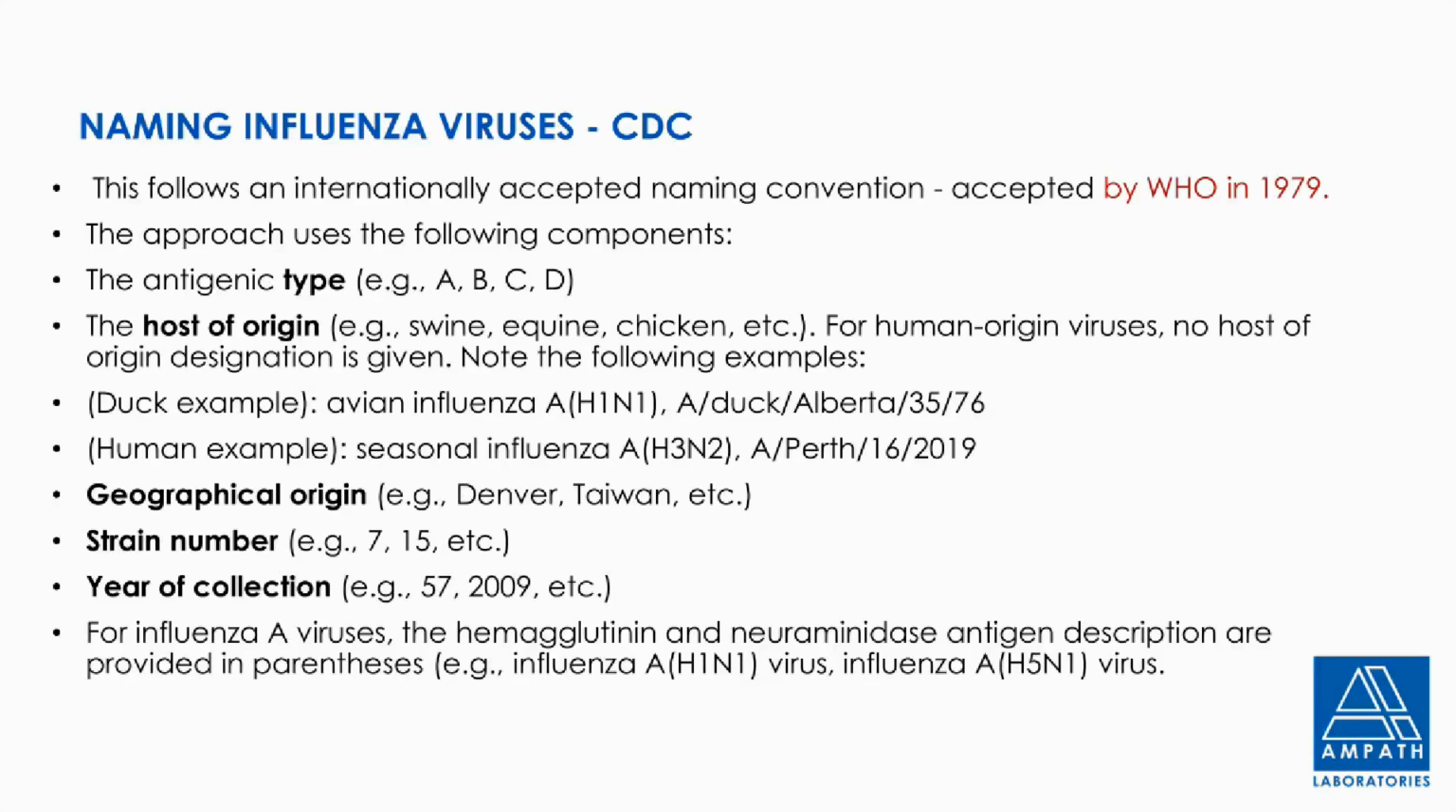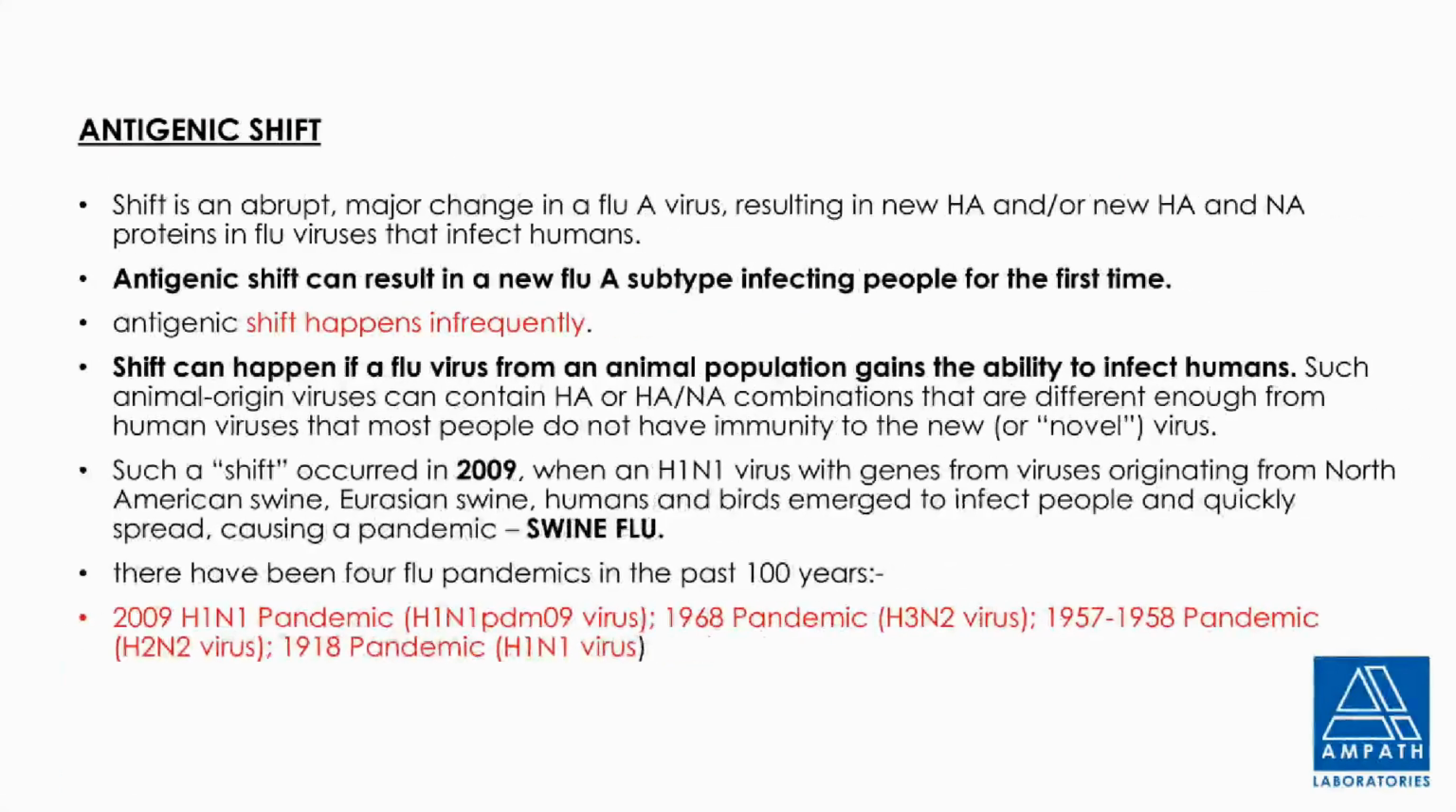So if you just follow that example, your seasonal influenza A, which is the human example, is the H3N2, and that was in the year of collection, which would have been 2019, for example, and the strain number is 16, and the geographical origin is Perth. Okay, just to illustrate what you see on some of the reports.